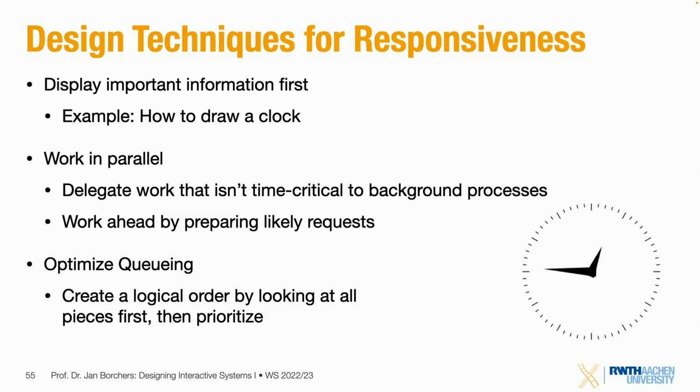The second thing you can do is working in parallel. Work that isn't time critical, you can move to a background process. For example, let's say you're loading a long Word document, and you want to make sure that this is formatted properly or insert the spell checking wiggly underlines. You don't need to do that for the entire document at the beginning before you show the first page, right? You can show the first page and then continue with the spell checking on the rest of the document in the background.